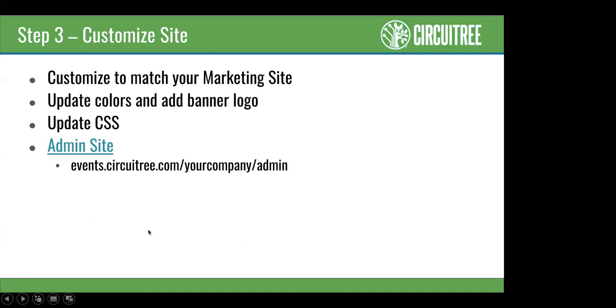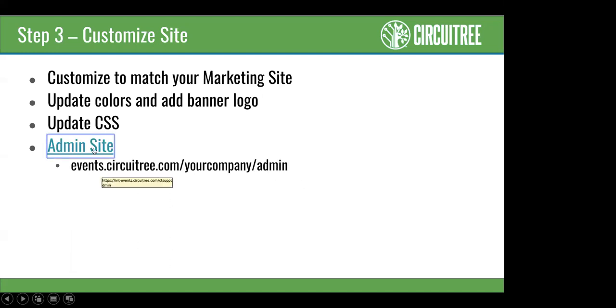So we're going to jump in here and I'll show you a little bit of that, and then we'll come back to the presentation in a minute. But basically, to get to the admin site, it's going to be events.circuitry.com/your company, whatever your company name is, and then /admin. So that's how you can access that.